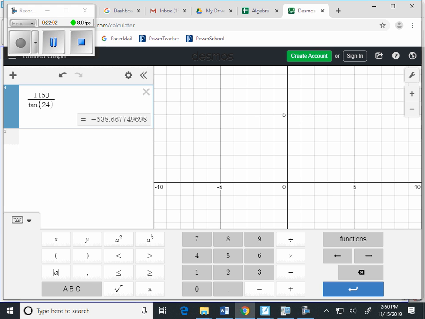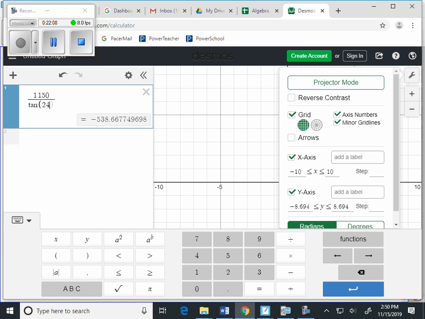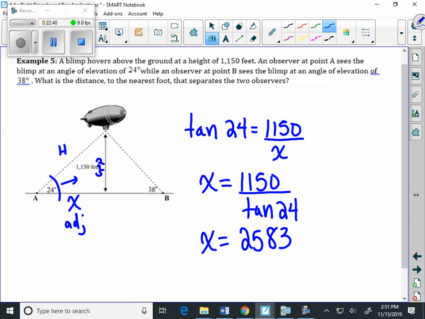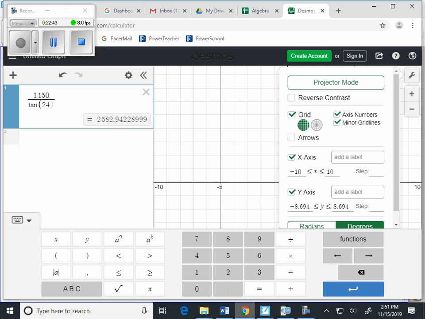I got out of Canvas here for a second, so I'm going to have to go back and figure out the degrees. So let's get out of degrees, get into degrees. So it looks like it fixed it right away to 2,582.94. So let's say that's 2,583. I think we have to round to the nearest foot. What is the distance to the nearest foot? So for this part here, again, we get 2,583. And I'm going to look back one more time and check to make sure. 2,583.